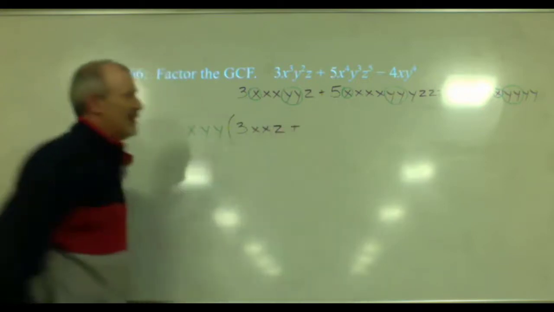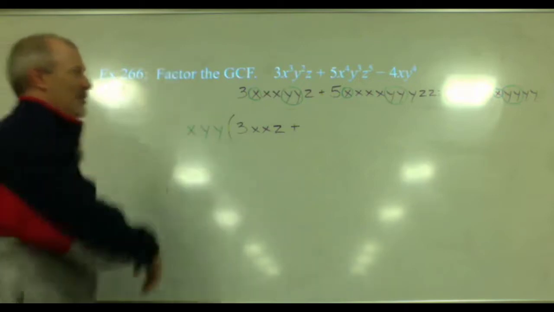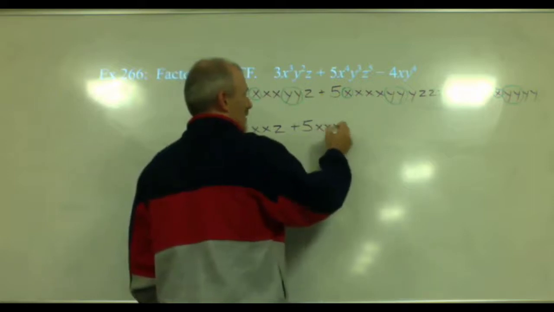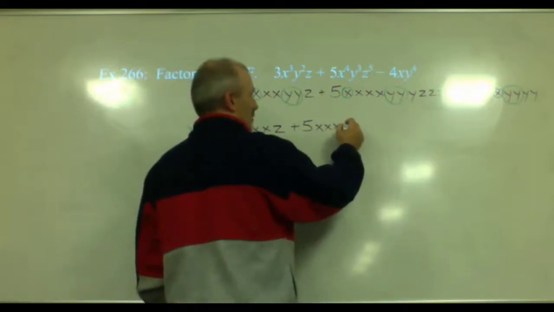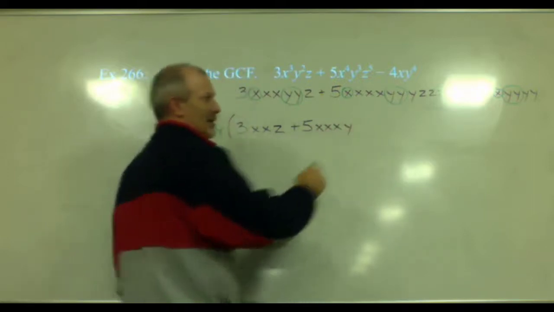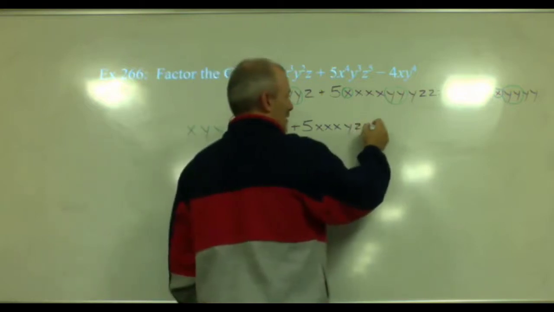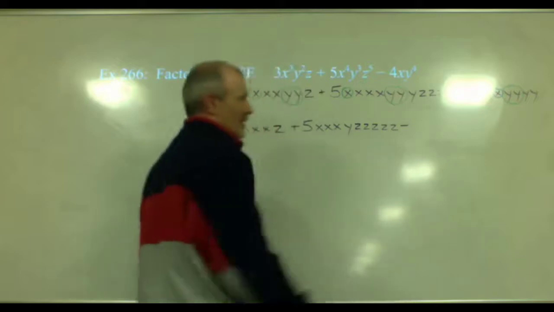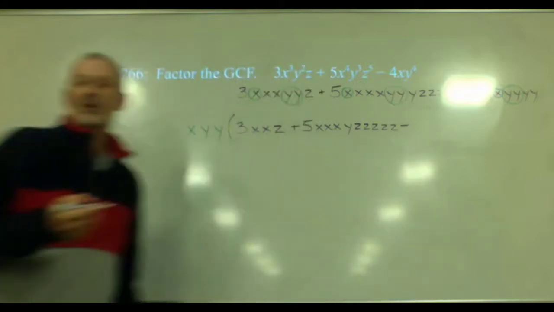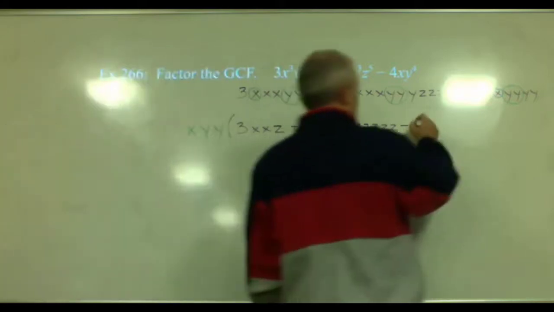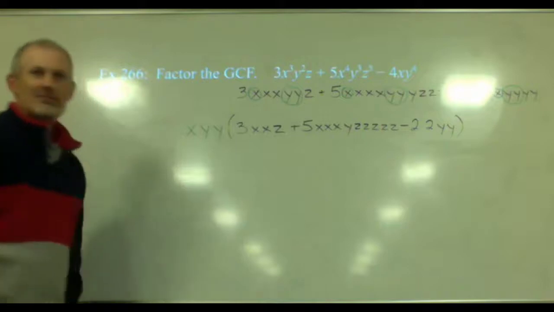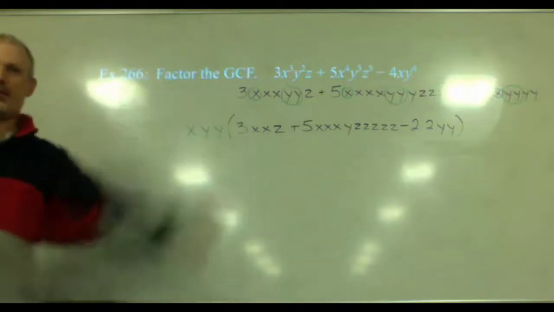Plus, then what do we have left in the second term after we factor out? 5, x, 3 x's. Looks like 1 y and 5 z's. Okay, and then minus. And what do we have left in that last term? 2 times 2, y, and then 2 y's. All right, and then again, what we want to do is make this look nice. We don't want this all written out like crazy.